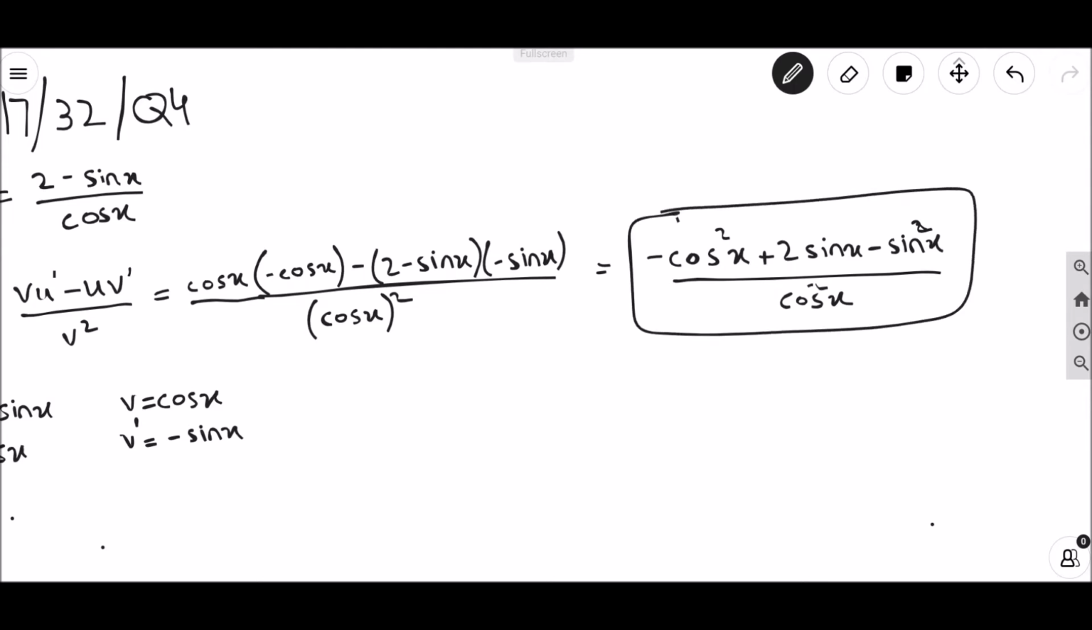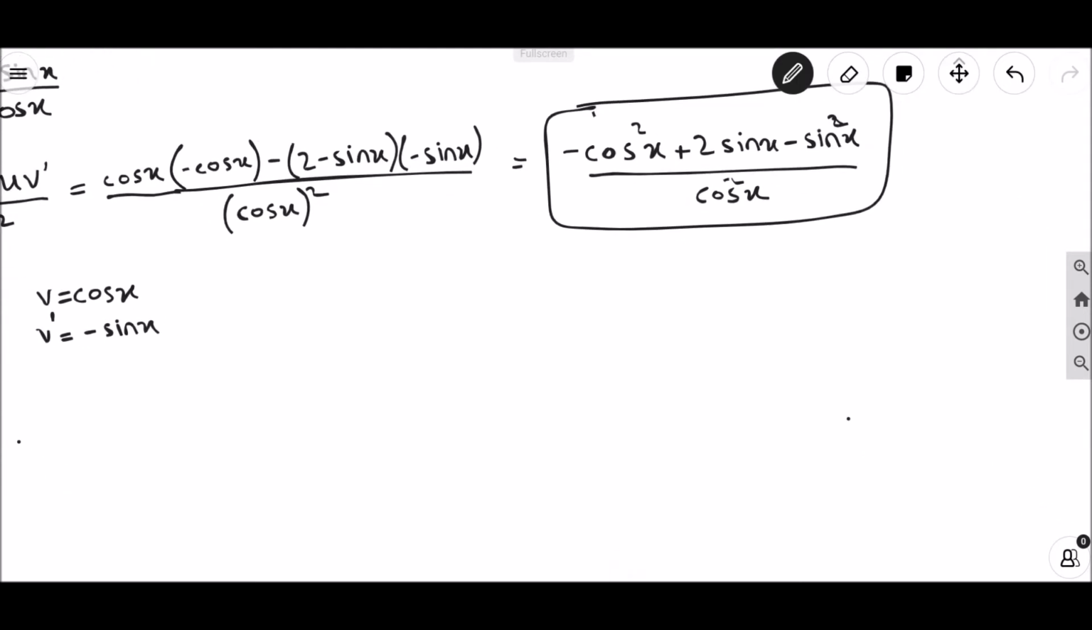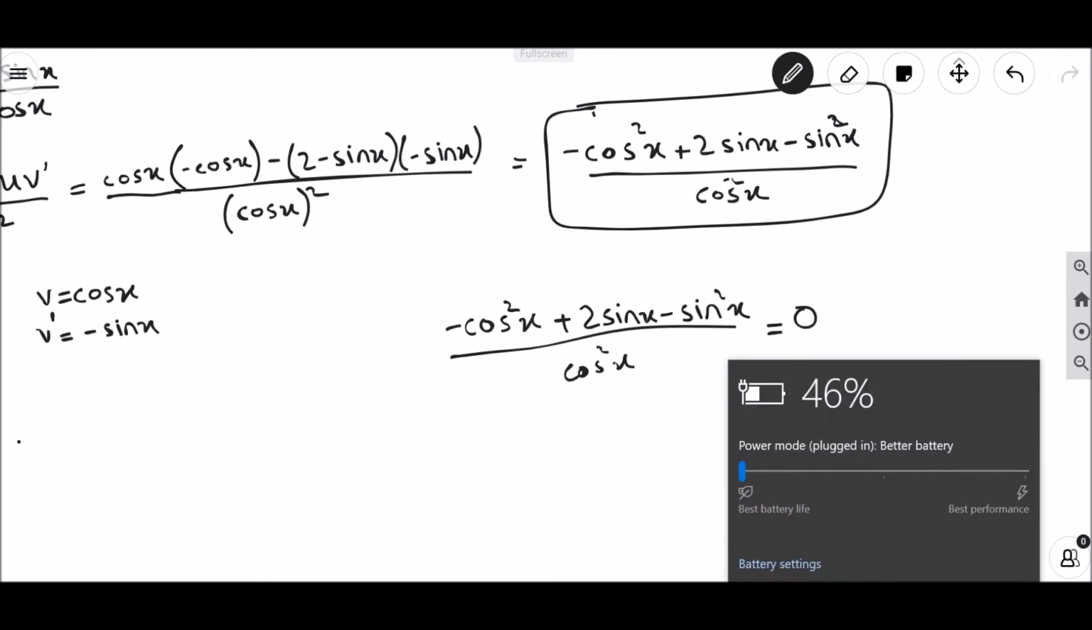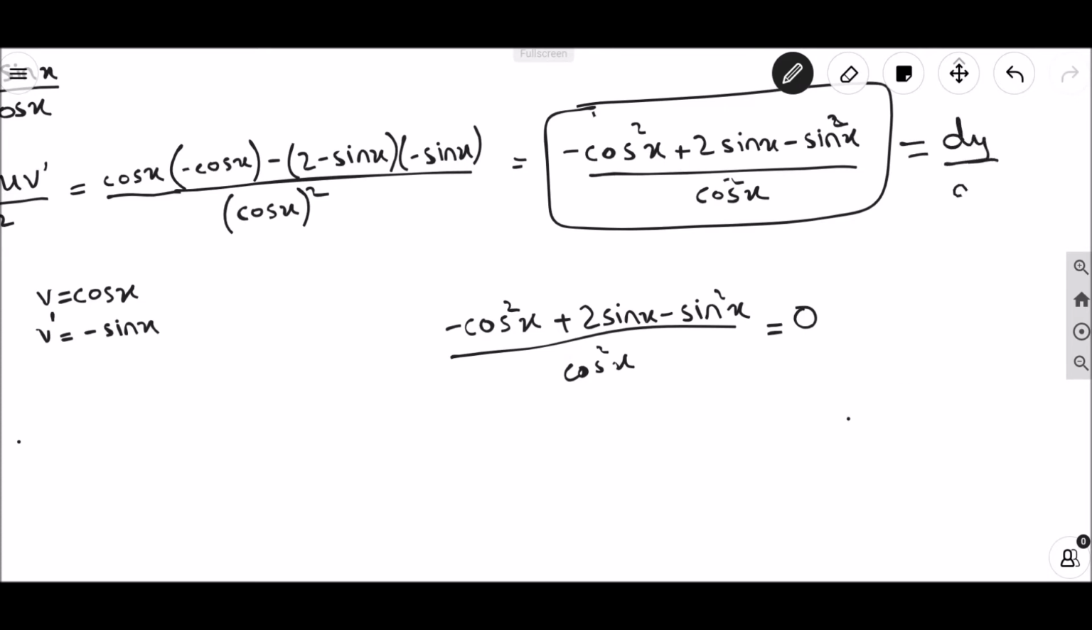So this is our derivative. Now for the stationary point, we know that the derivative is equal to 0. So we'll equate it to 0. So it will be minus cos square x plus 2 sine x minus sine square x over cos square x is equal to 0, because for the stationary point, dy over dx is equal to 0. This is our dy over dx. Now we can further simplify. So it will become minus cos square x plus 2 sine x minus sine square x is equal to 0.